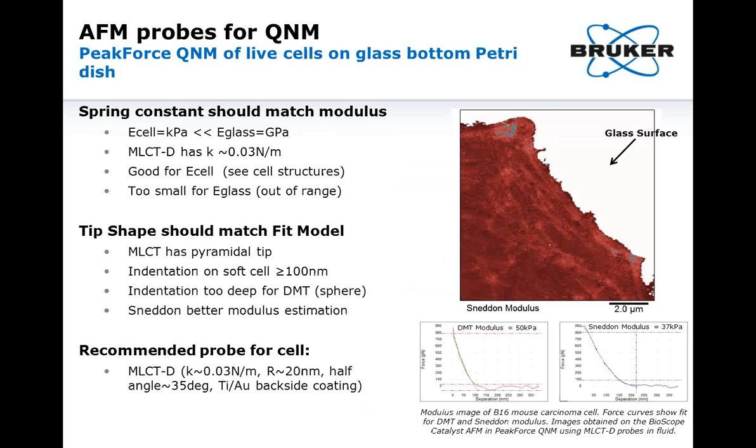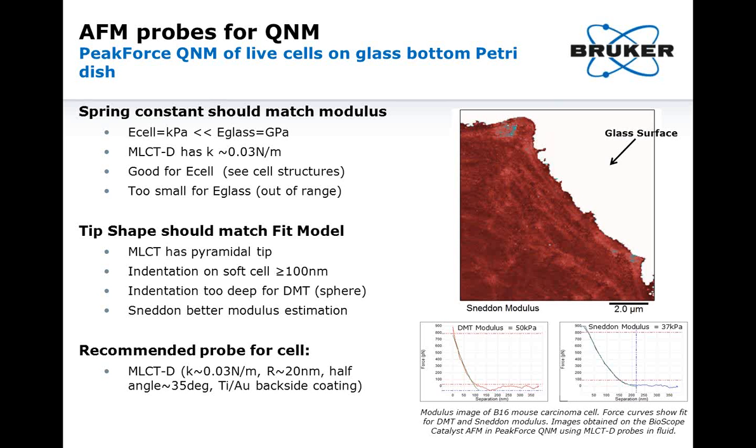In our last Q&M example, we're looking at live cells on a glass-bottom Petri dish. On the right side of the image, we can see that the glass completely saturates the modulus signal. From the inset force curves, we can also see that for this experiment, the SNED model provides a much better fit than the DMT modulus.